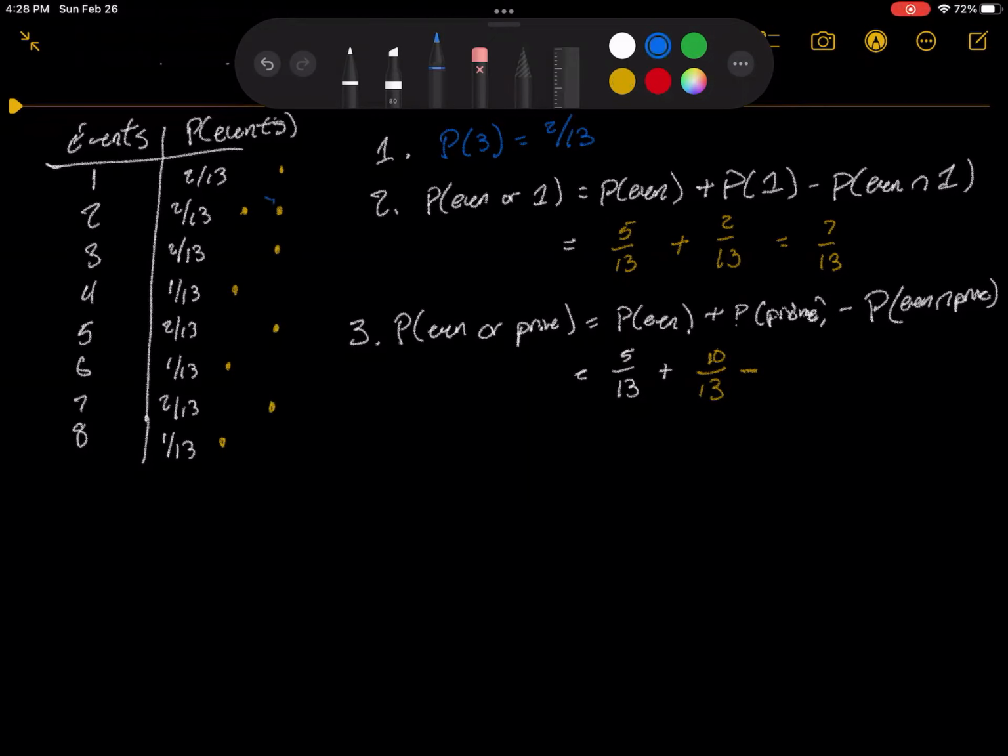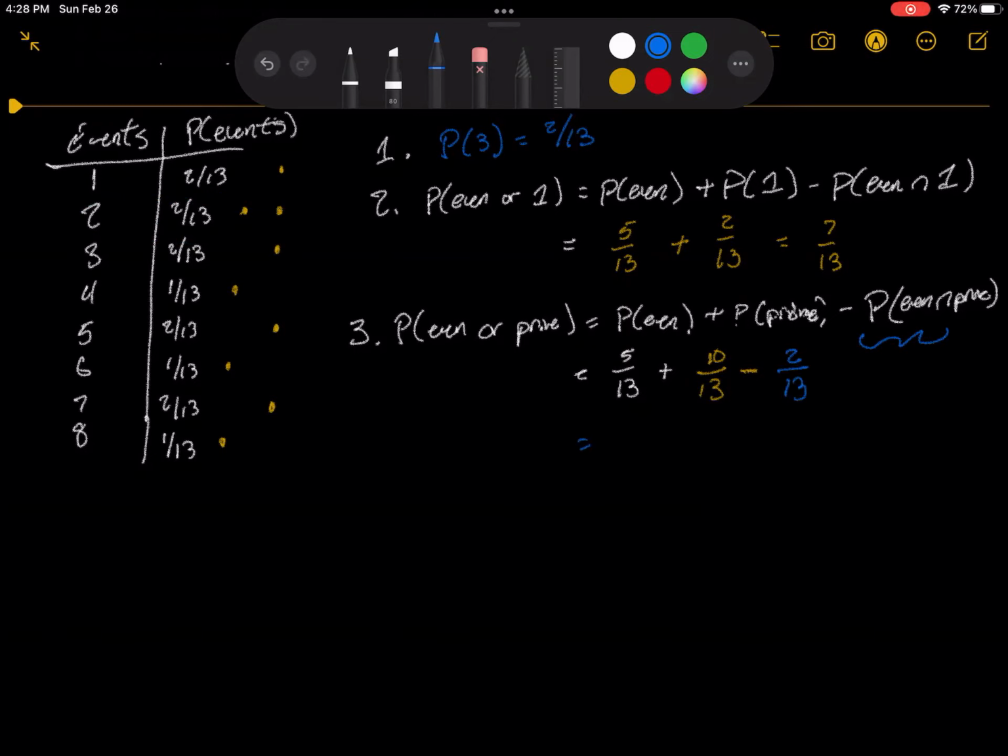So notice we counted something twice. We counted that 2/13 twice. So I need to subtract off the intersection, the probability of being even and prime, and that is exactly the probability of being a 2, because that's the only even and prime number. So I need to subtract off the probability of a 2.